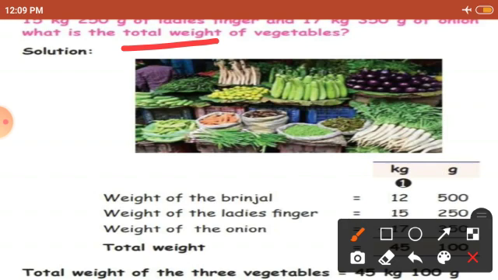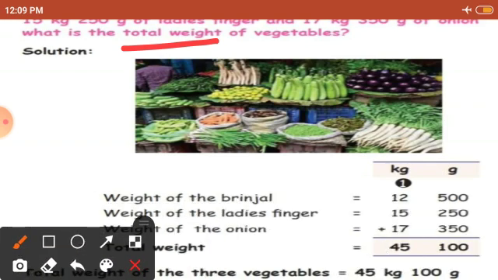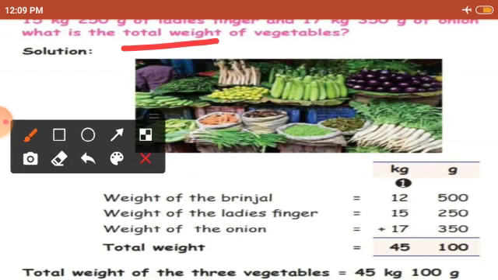Before adding this, first you have to see how many units you have. Here we have 2 units, right? One is kilogram, another one is gram. So first thing you have to write the units. So what are the units here we got? One is kilogram, another one is gram. So first you have to write the units.